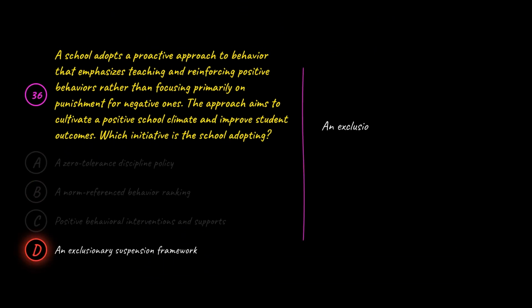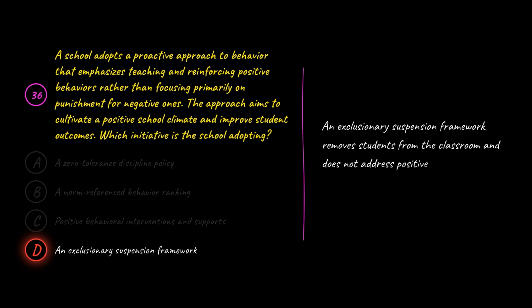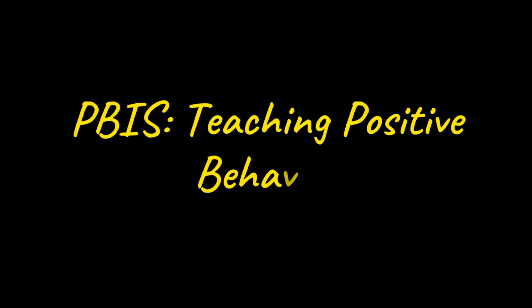D is wrong because an exclusionary suspension framework removes students from the classroom and does not address positive behavior teaching at all. Positive behavioral interventions and supports is a proactive, school-wide framework built on a simple premise: behavior is learned. Just like reading or math, and it can be taught using the same instructional principles.